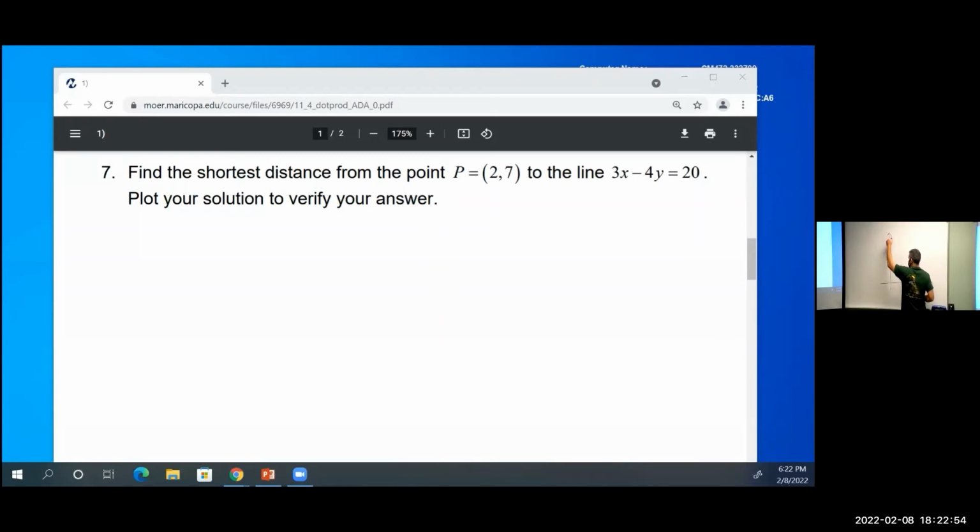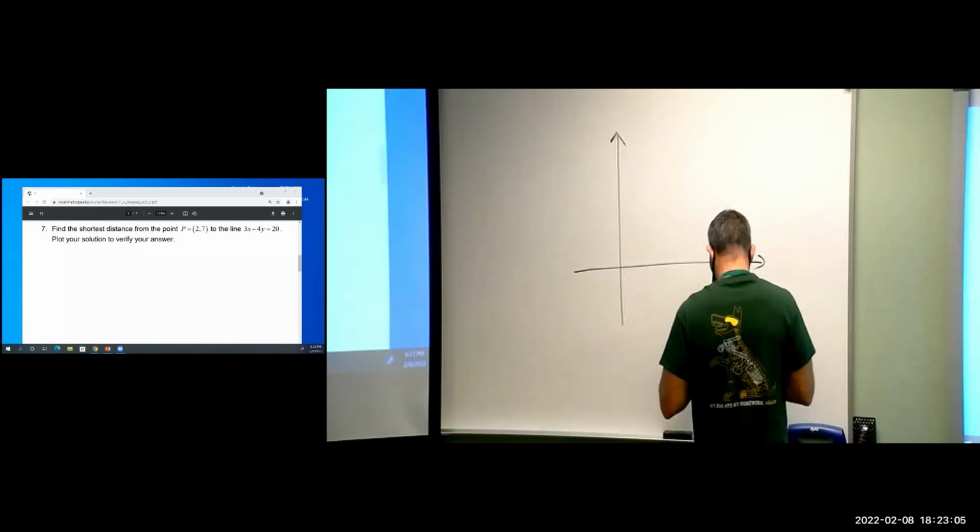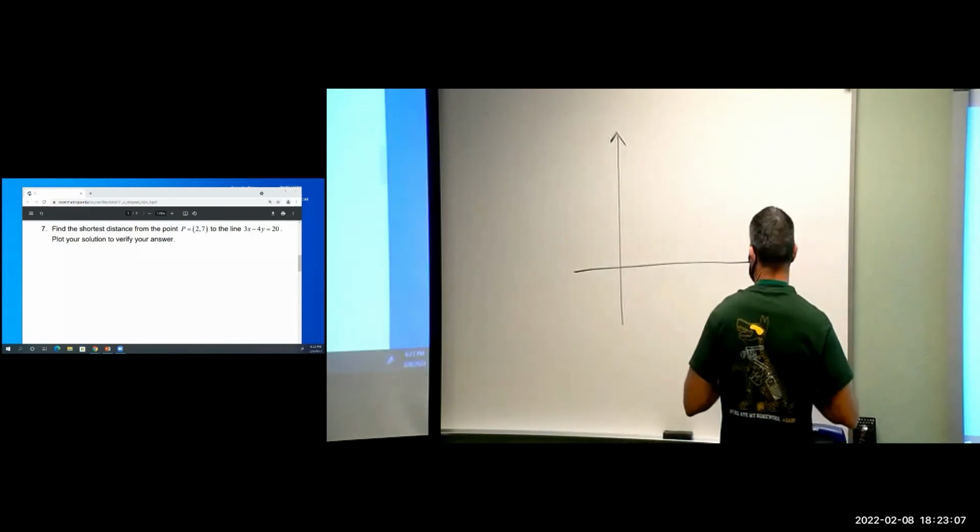So what's going on is actually that. All right, so we've got some line coming through the 3x minus 4y.